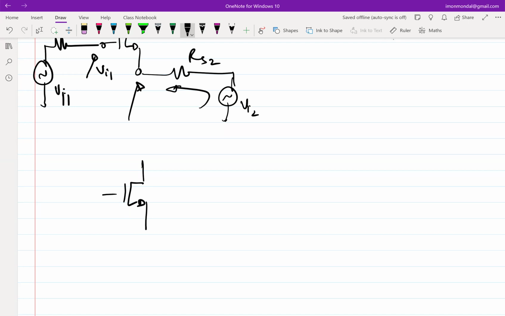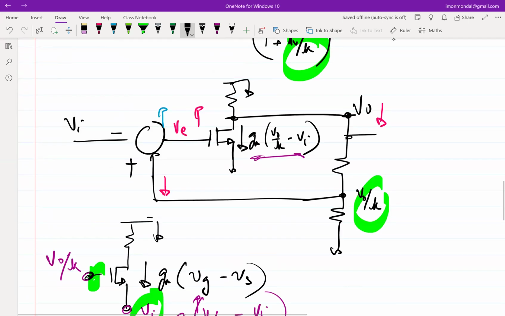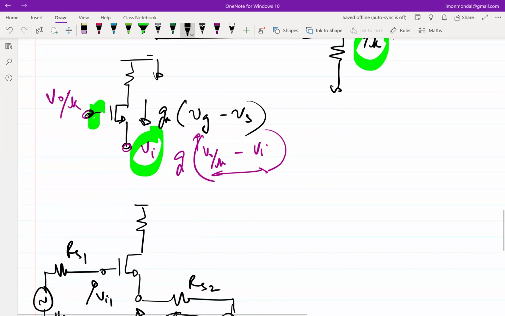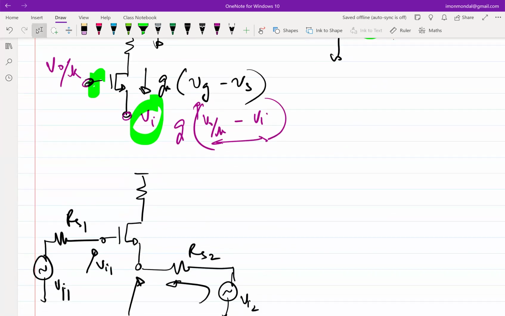So we know that I want this, but in order to get this, I need to apply one input to the gate and the other input to the source. Connecting to the gate is not an issue, but connecting to the source is an issue. Right? So I want to address that problem first before I go back to the loop again.